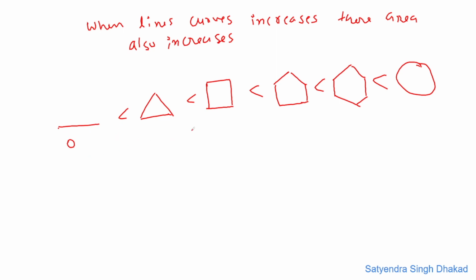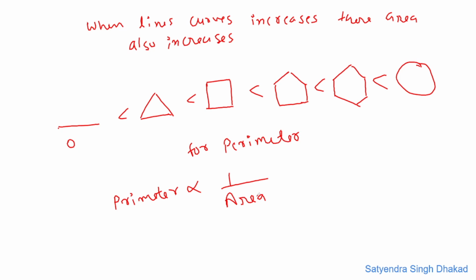And for perimeter, it's opposite. Perimeter is inversely proportional to area. So the curved line will have minimum perimeter, and as we increase the straightness or decrease the curve, the perimeter will decrease.